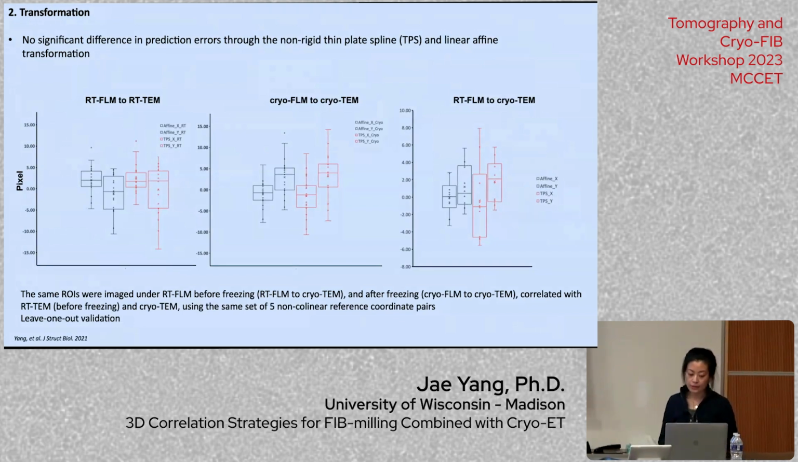What we are doing is that we have the same set of ROIs, and we image them under RT film, and we also image them under cryo-film, which means we freeze them and load them onto the TEM. So we correlate before the freezing and after the freezing: RT film to the cryo-TEM, RT film to the RT-TEM, cryo-film to the cryo-TEM. Is there any benefit to applying the TPS? What we found is that there's no significant difference in the prediction errors.